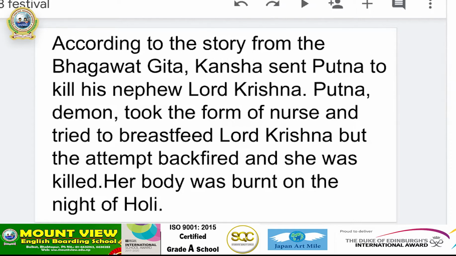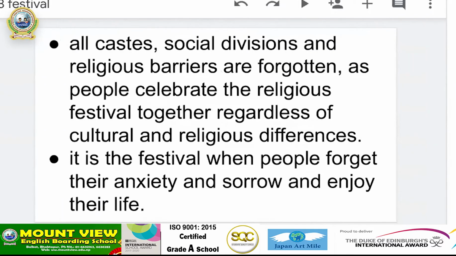This is another belief of why Holi is celebrated. So, besides how it is celebrated and why it is celebrated, you know all about Holi. Okay, last one slide left here. All caste, social divisions, and religious barriers are forgotten as people celebrate the festival together, regardless of cultural and religious differences. Just now I told this one.